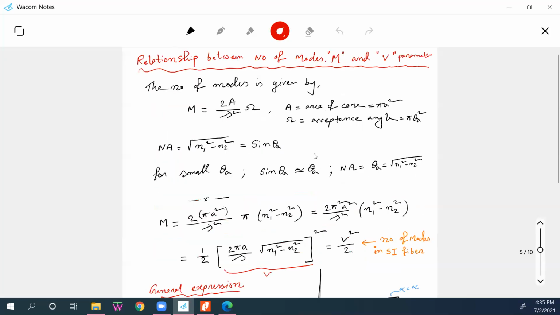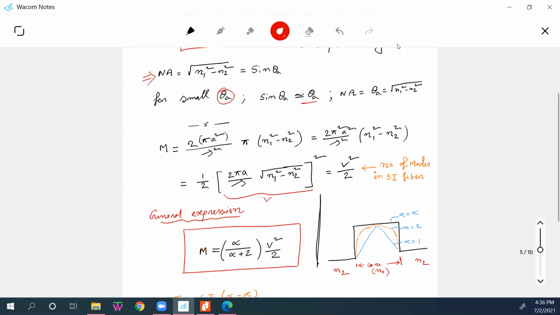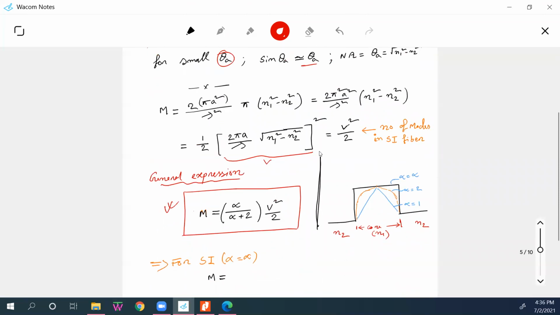Also, the relation between the number of modes and the V parameter is defined by this formula. This formula we will be using here. It is the same thing we formulated for the numerical aperture previously: for a small angle, sin theta becomes theta, so we end up with this equation. This is the general expression, where M is the number of modes.